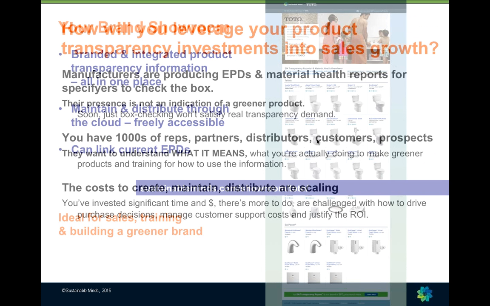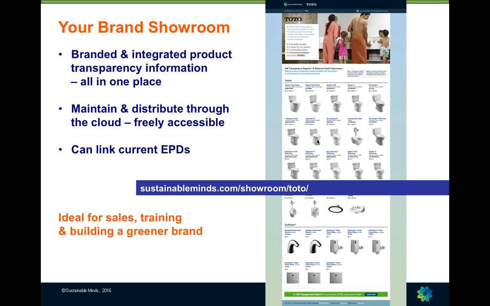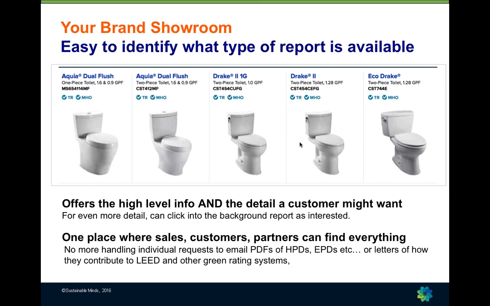And so, again, we talked about this. How will manufacturers make this scalable? One of our transparency products is our brand Showroom. So when a manufacturer creates a transparency report or a material health overview, they're all delivered in this brand Showroom, all in one place, in the cloud, free, no login, no pay to use. Manufacturers can also link all their current EPDs, so everything is all in one place. Now there's an ideal single destination to train salespeople, customers, partners, and really give a pretty clear snapshot of what products the manufacturer has with product transparency information.